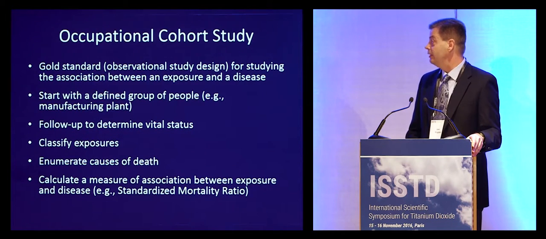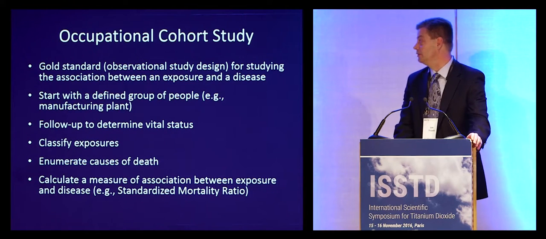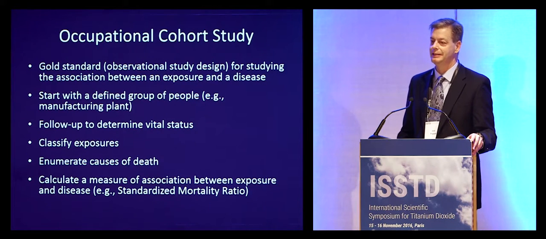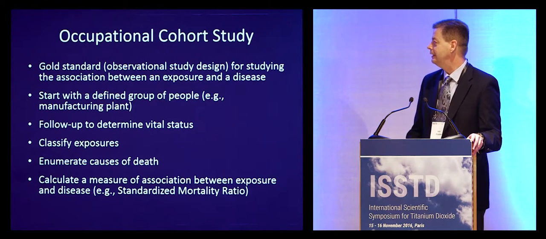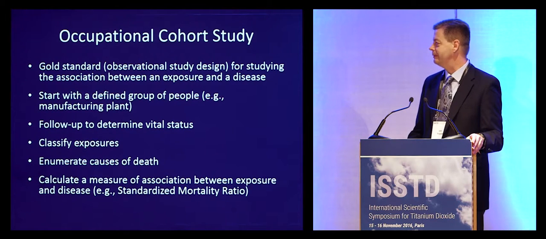Okay, this is kind of an overview of what you do in an occupational cohort study. These are really the gold standards for studying the association between exposure and disease. They're less susceptible to bias. In occupational cohort studies, you start with a defined group of people. In my studies, we started with manufacturing plants, workers at manufacturing plants.